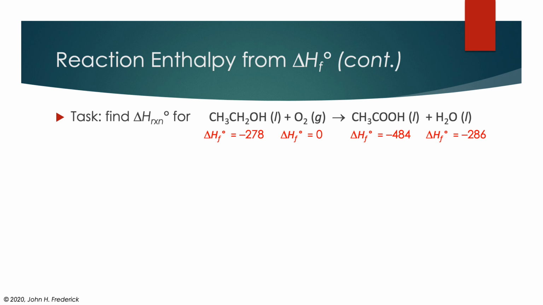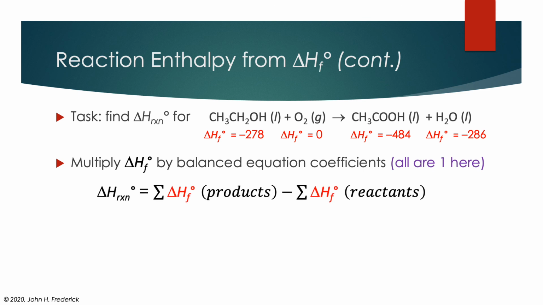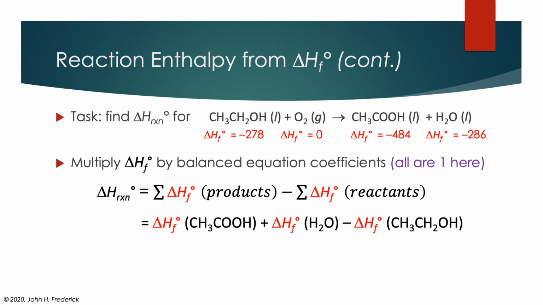So let's see what this looks like when we go back to our problem now to find the reaction enthalpy for ethanol plus oxygen going to acetic acid and water. Well, we would multiply all of the heats of formation by their balanced equation coefficients, but they're all 1 in this case, so it really doesn't matter. Now, if I write out what this means, it's the heat of formation of acetic acid, CH3COOH, plus the heat of formation of water minus the heat of formation of ethanol. We obviously don't have to include oxygen because its heat of formation is 0, and this will generally be true in any reaction that has an elemental substance in it. You will not have to worry about its heat of formation.